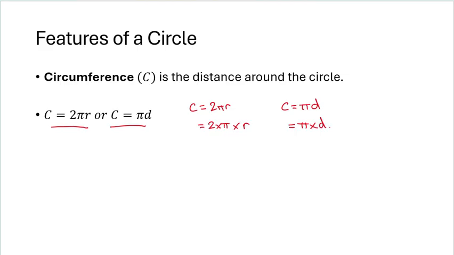Something that you need to know is the circumference. The formula is C equals 2 pi r, or C equals pi d. Just a hint: use a formula according to what you're given.